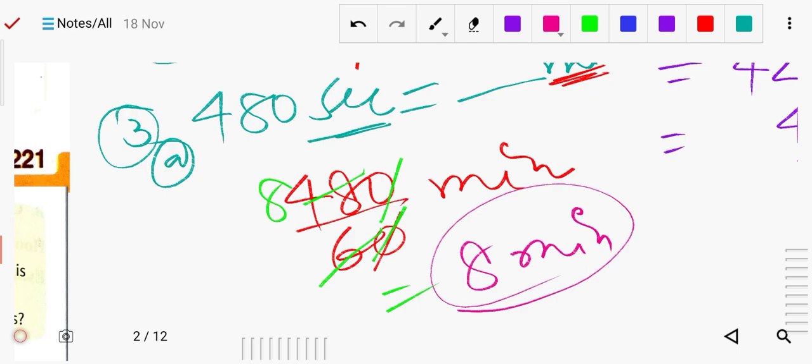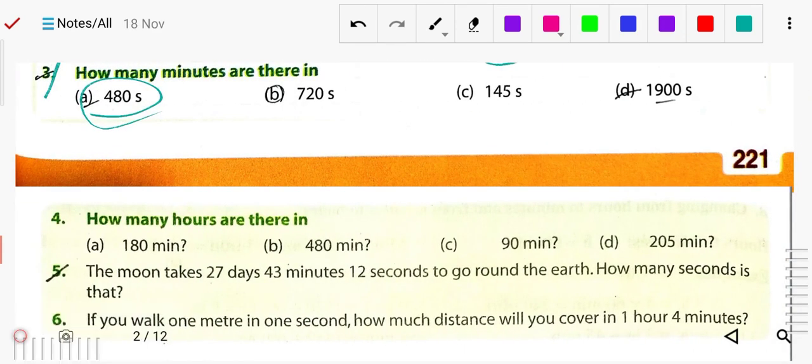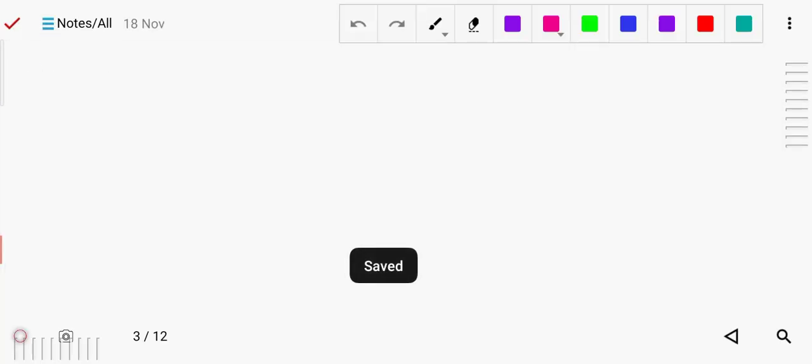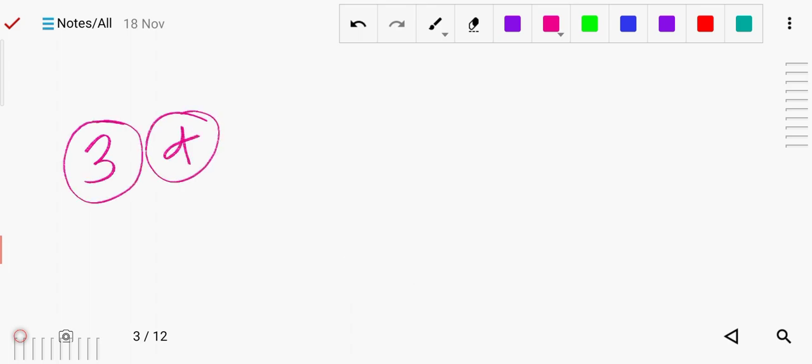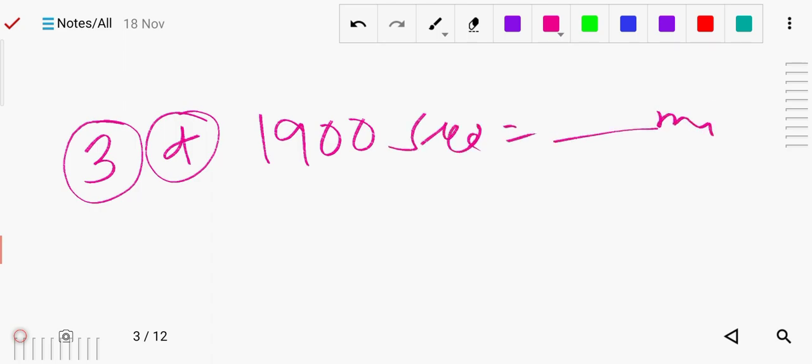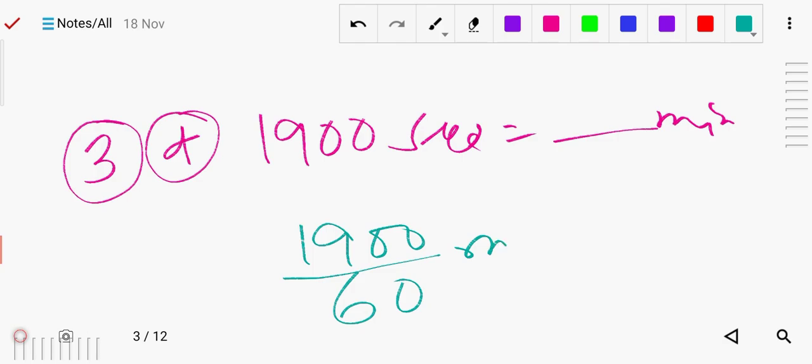Got it? Now one more question, question number 3d. You can see 1900 second. It is given 1900 second and you have to convert it to minute. Again, the same thing we will do. This 1900 second will be divided by 60, and this will be your minute.